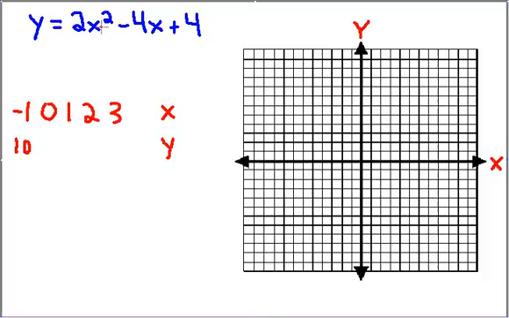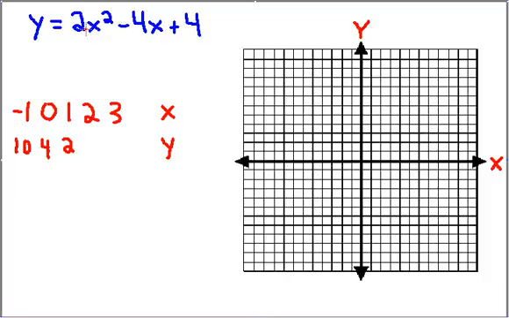Let's put a 0 in for x now. 0 squared is 0. 0 times 2 is 0. 0 times 4 is 0. 0 minus 0 is 0. 0 then plus our remaining 4 is a positive 4. X is 0, y is 4. X is 1. 1 squared is 1. 1 times 2 is 2. 1 times 4 is 4. 2 minus 4 is minus 2. And minus 2 plus 4 is a positive 2. When x is 1, y is 2.